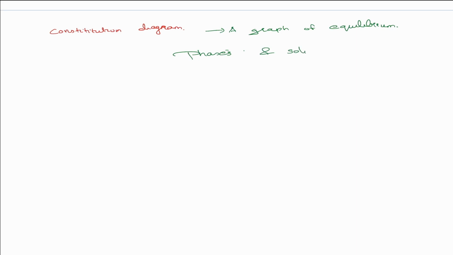So now, what is the definition? The definition is a graph of equilibrium phases and solubility limits for an alloy system. The alloys are soluble. So all these make this a definition. It is not the main component. A graph of equilibrium phases and solubility limits for an alloy system.